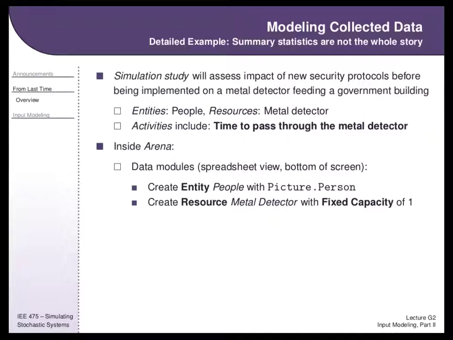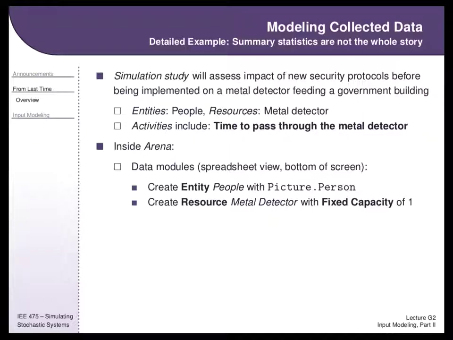Just as a reminder, I said, well, let's say we have a metal detector. We've got entities that are the people going through the metal detector. The resource is the one metal detector. They all have to get through, so this is the bottleneck here. The activities include just the time it takes to pass through the metal detector. So relatively simple queuing network problem here. We've got arrivals and we've got a resource, and we're interested in how things line up.